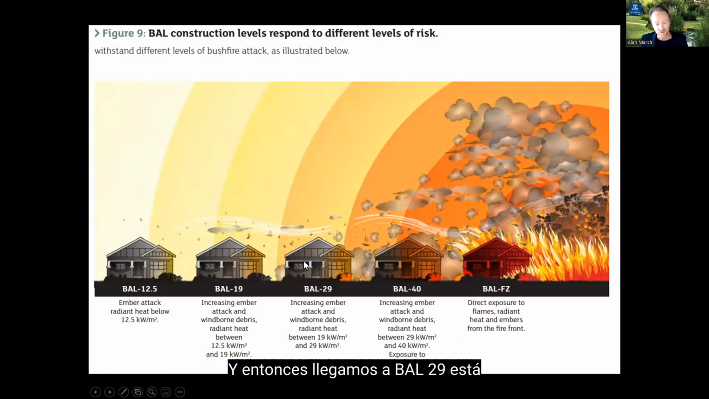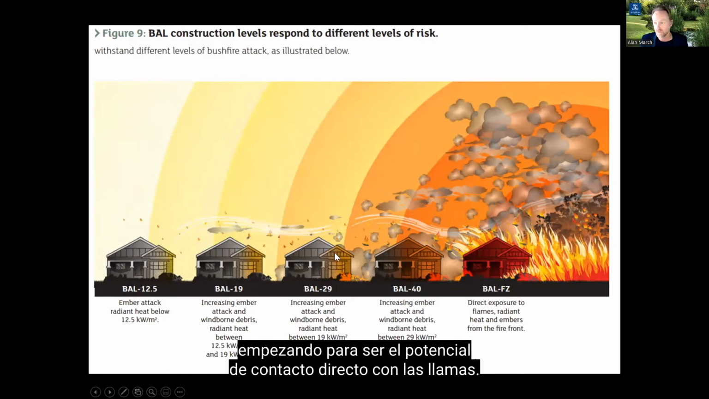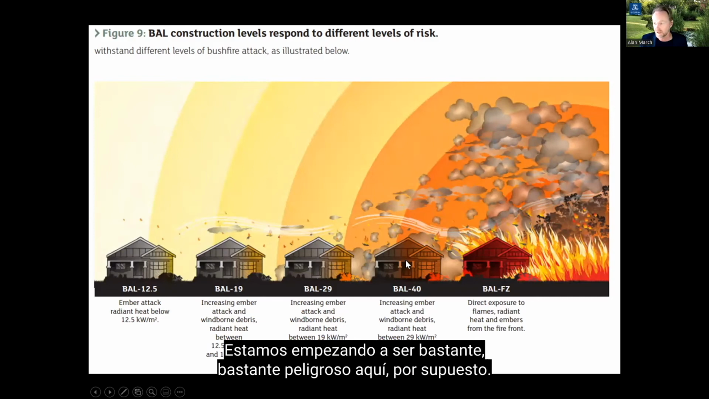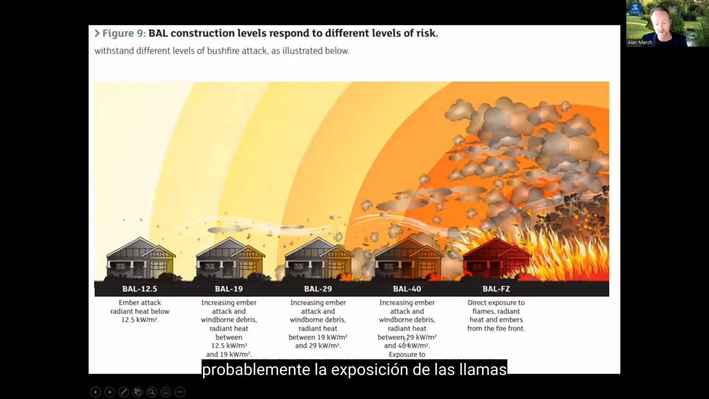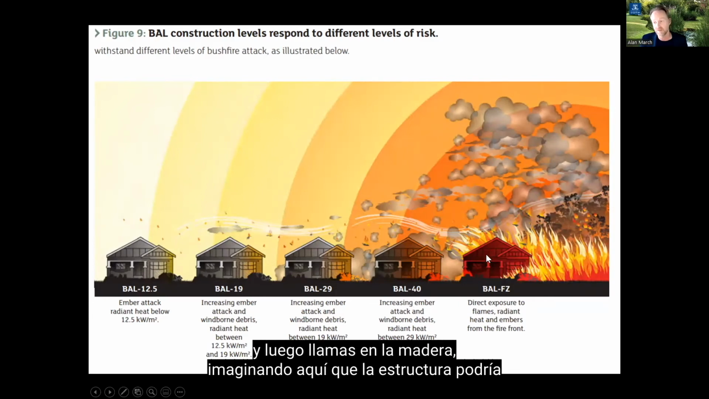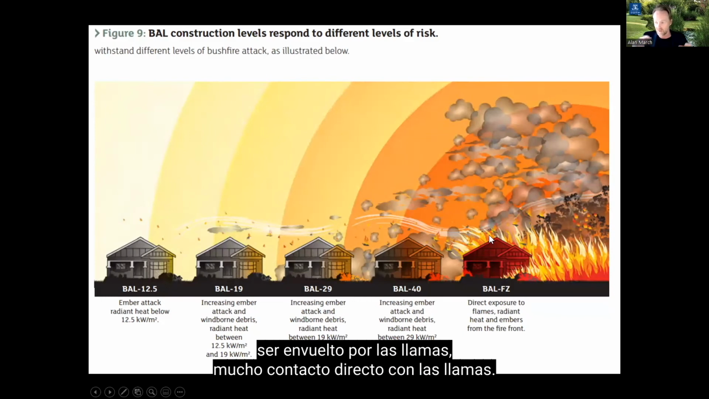And then we get to BAL 29, there's starting to be the potential for direct flame contact. BAL 40, we're starting to get pretty dangerous here, of course. Lots of ember attack, windborne debris, radiant heat between 29 and 40 kilowatts per meter squared, likely exposure from flames. And then flame zone, we're imagining here that the structure might be enveloped by flame or lots of direct flame contact. Obviously, we would avoid putting structures in such a location if we could.